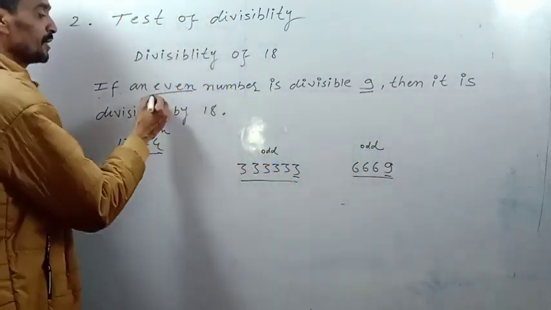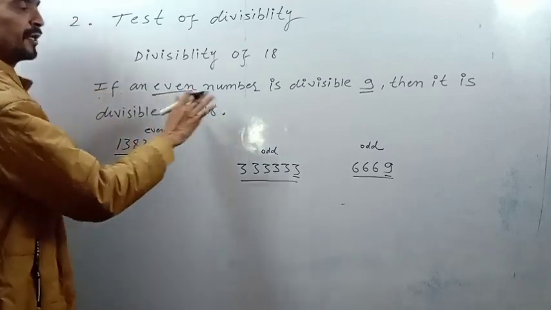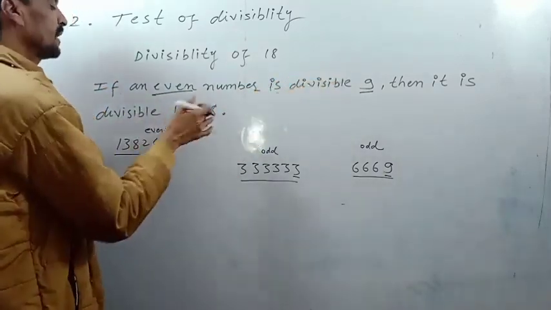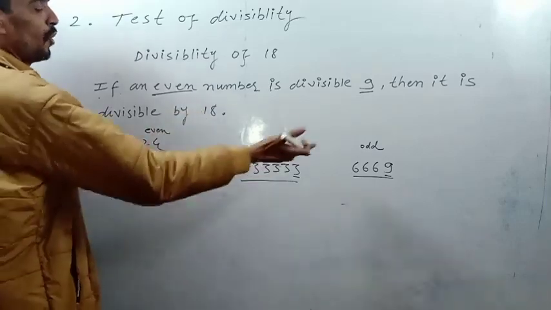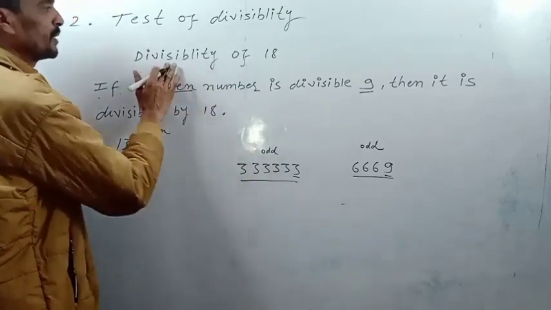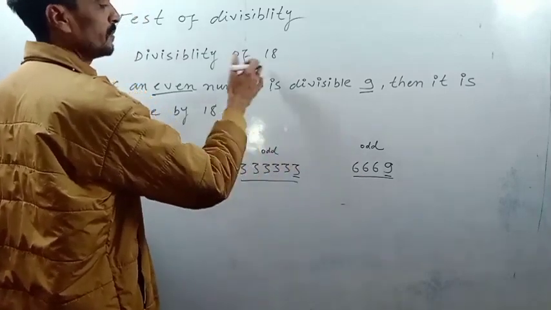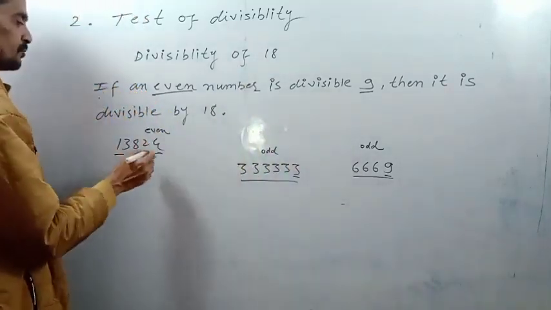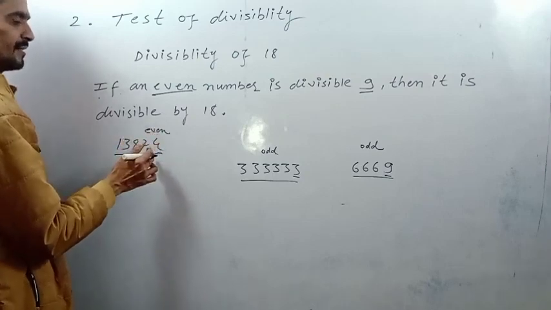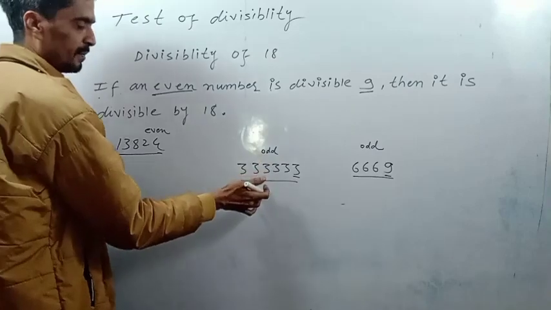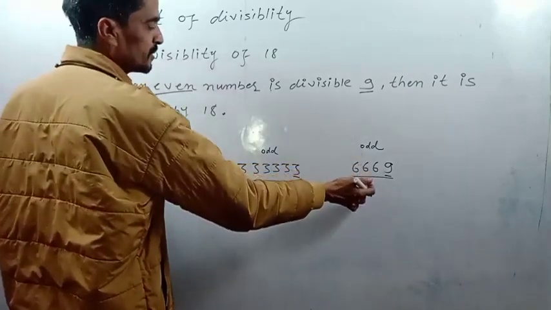What do we need? We need an even number. If an even number is divisible by 9, then it is divisible by 18. So this is even, odd. It does not follow the rule of divisibility of 18. It also does not follow the rule of divisibility of 18. So here you see even, but is it divisible by 9? Odd. Is it divisible by 9? Odd. Is it divisible by 9?